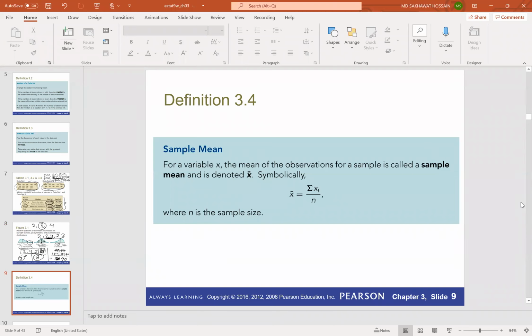So, sample mean. What is the sample mean? We discussed the mean, but we didn't discuss sample mean or population mean. The sample mean is when you collect a sample from the population and calculate the average of that sample. That is called the sample mean, and it is denoted by X bar.